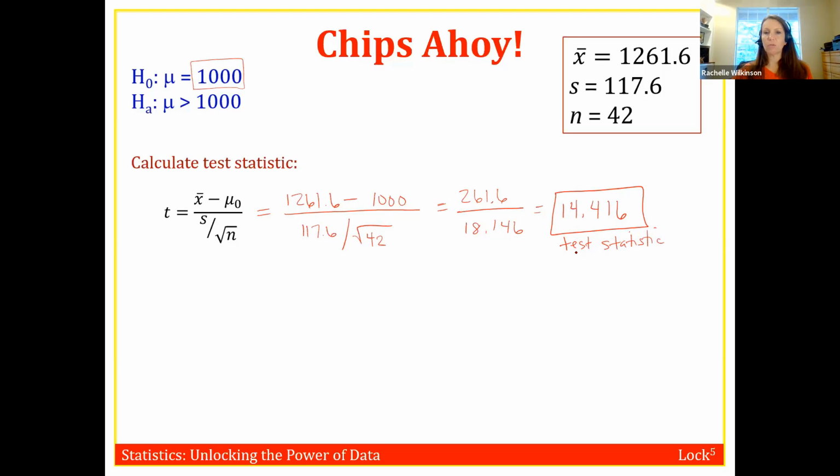The test statistic, remember, is just a standardized form of the sample statistic, and we use the test statistic to help us find the p-value.